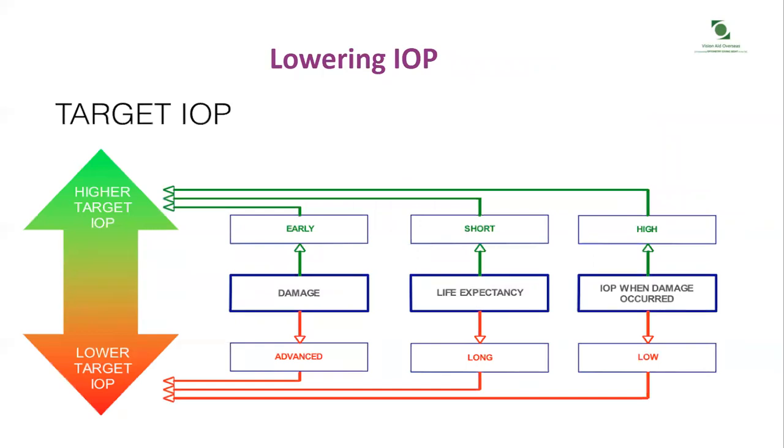These factors are taken into consideration in this diagram, depending on how early or advanced the damage is, how short or how long the life expectancy is, and how high or low the IOP was when the damage occurred. This allows you to set a higher or a lower target IOP for treatment.